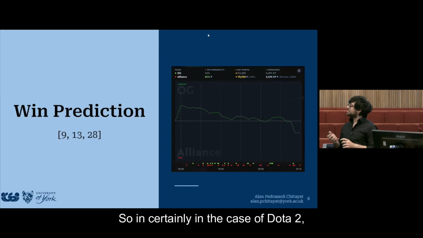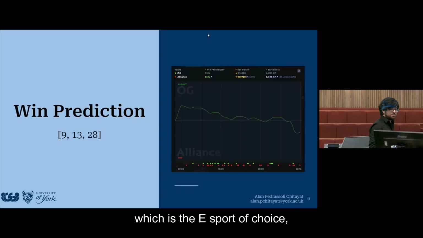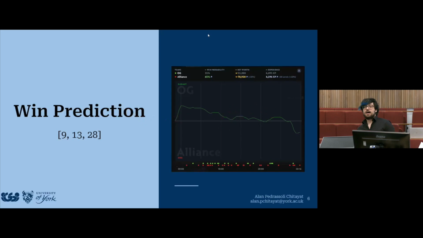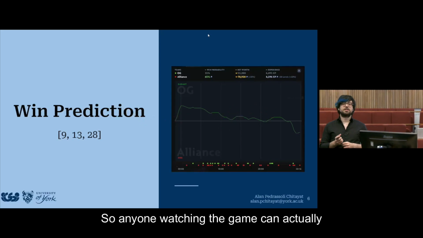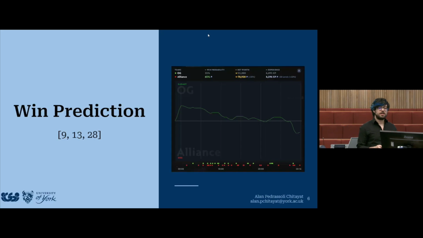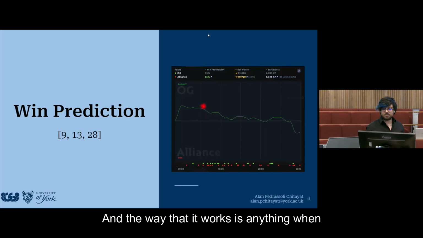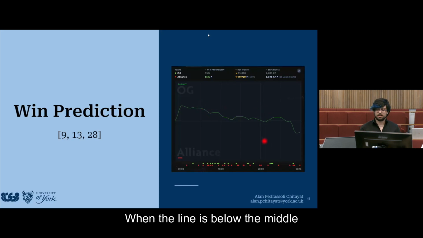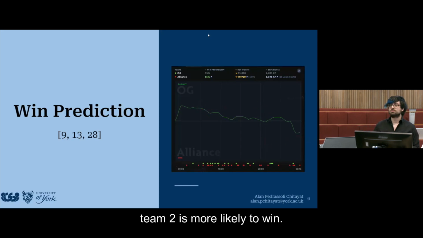So certainly in the case of Dota 2, which is the esport of choice, this is actually the graph that is available in Dota 2. Anyone watching the game can just open that and see the win prediction graph. The way that it works is when the line is above the middle, Team 1 is more likely to win. When the line is below the middle, Team 2 is more likely to win.